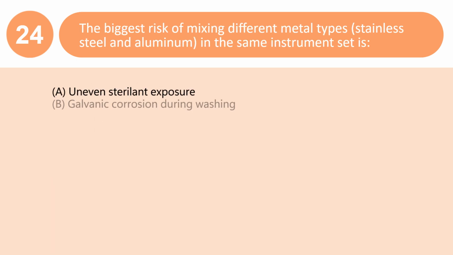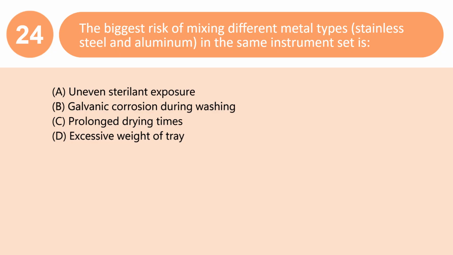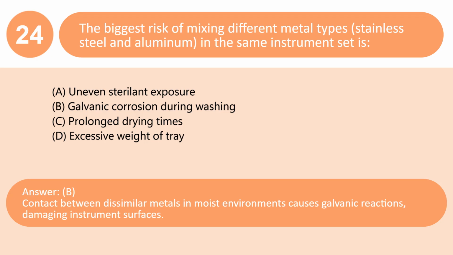The biggest risk of mixing different metal types, stainless steel and aluminum, in the same instrument set is A. Uneven sterilant exposure. B. Galvanic corrosion during washing. C. Prolonged drying times. D. Excessive weight of tray. Answer: B. Contact between dissimilar metals in moist environments causes galvanic reactions, damaging instrument surfaces.